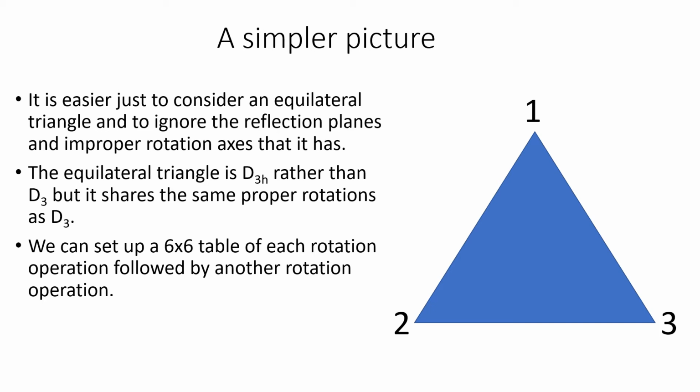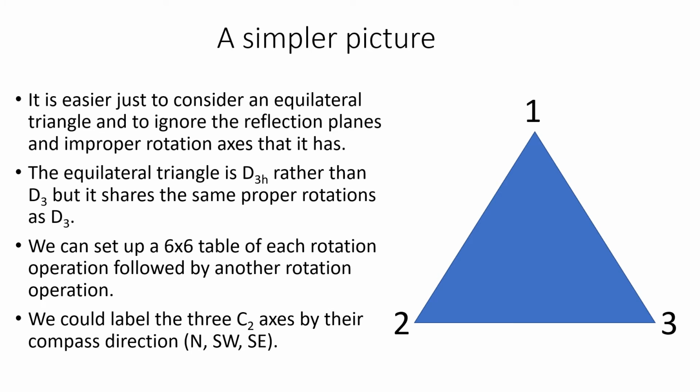Now, just considering our 6 rotations, what we're going to do is look at all the possible combinations of doing 2 of these symmetry operations. So we're going to draw up a 6x6 table, doing each operation followed by each other operation, all 36 combinations.